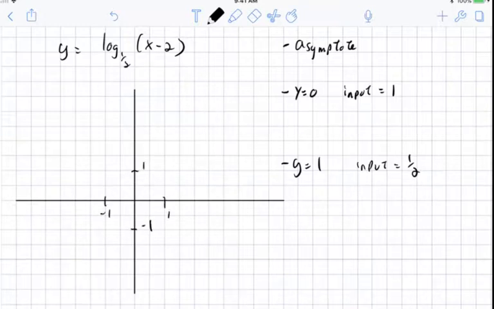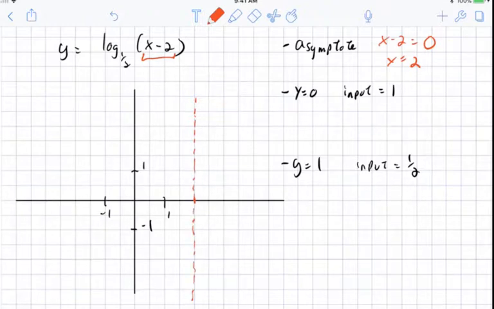Okay. So, where's the asymptote? The asymptote is when the input is equal to 0. The input of the function is this expression. When that expression is 0, it's equal to 0 when x is equal to 2. So I'm going to draw a vertical line at x is equal to 2. Okay?